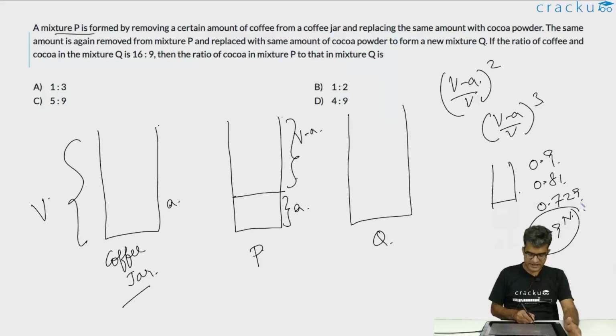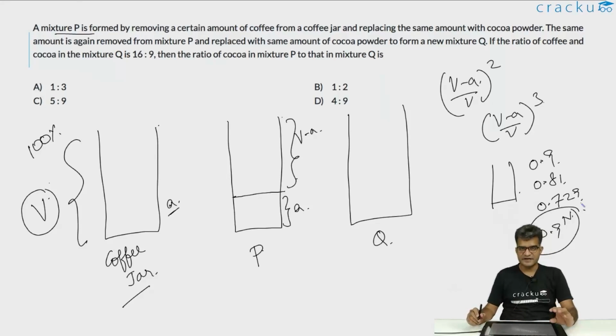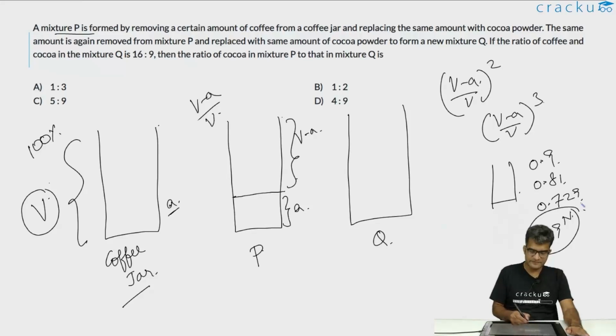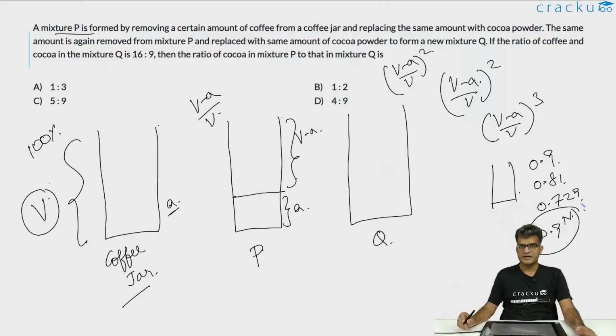Similarly, over here, if A amount is being replaced with cocoa powder, initially all of this V is coffee, so the percentage of coffee is 100%. After replacing it for the first time, the fraction of coffee will be V minus A divided by V. After replacing it for the second time, the fraction of coffee will be (V minus A by V) whole square, and so on.